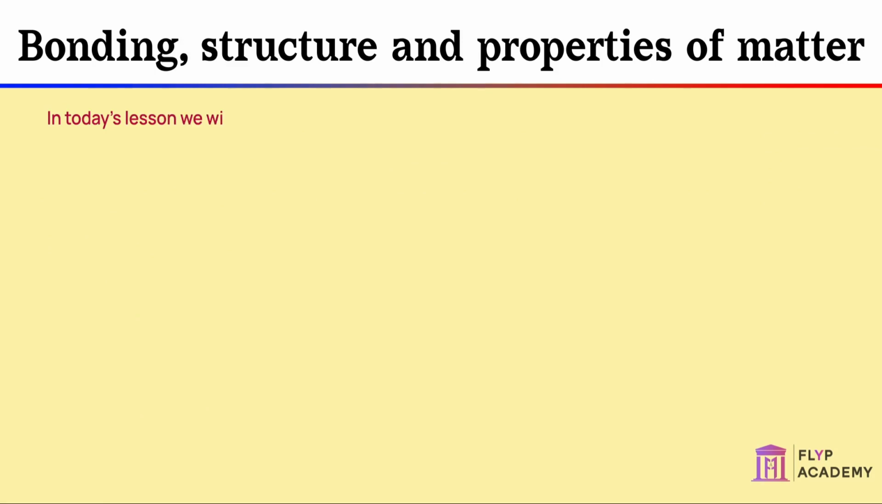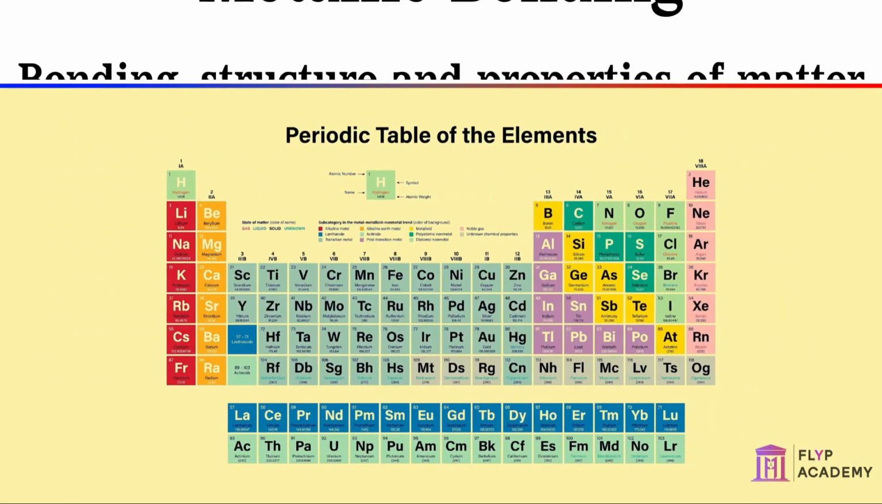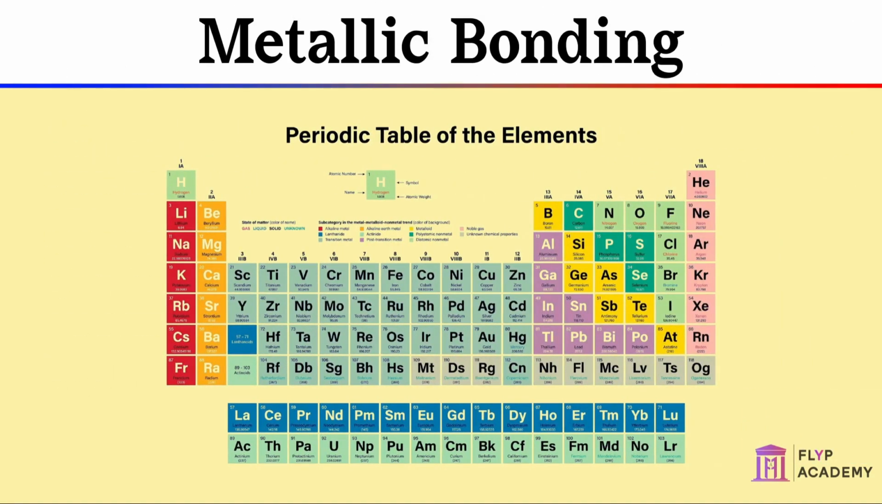In today's lesson, we will talk about metallic bonding. The majority of the elements are metals. Metals have certain chemical and physical properties. The common feature of all metals is that they conduct electricity. It is only possible if there are freely moving charged particles inside the object.